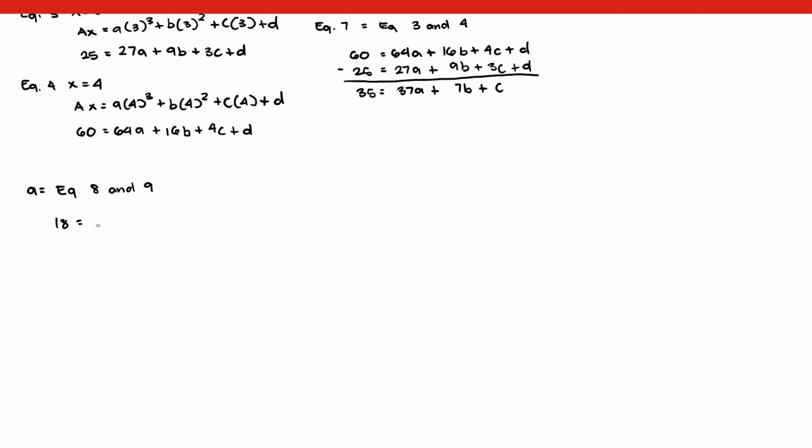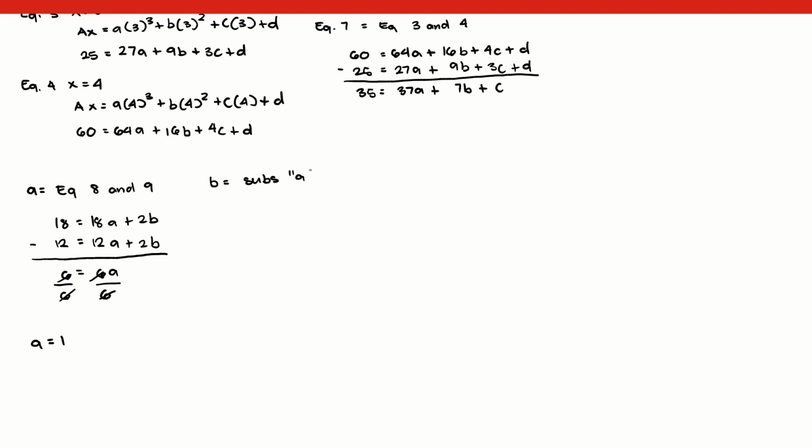To find the value of a, let's eliminate using equations 8 and 9. 18 equals 18a plus 2b, minus 12 equals 12a plus 2b. 18 minus 12 equals 6. 18a minus 12a equals 6a. 2b minus 2b equals 0. And let's divide by 6. And the answer is 1 equals a. So our a is 1.